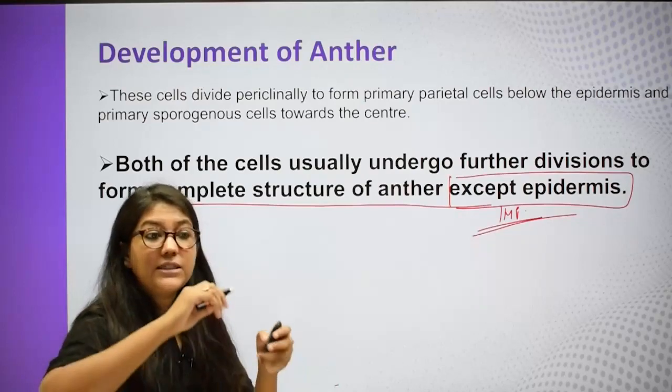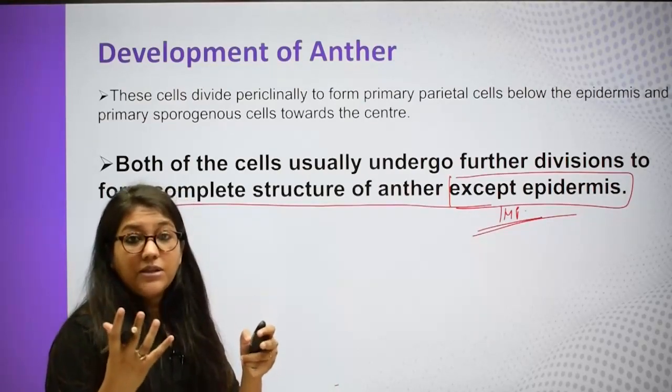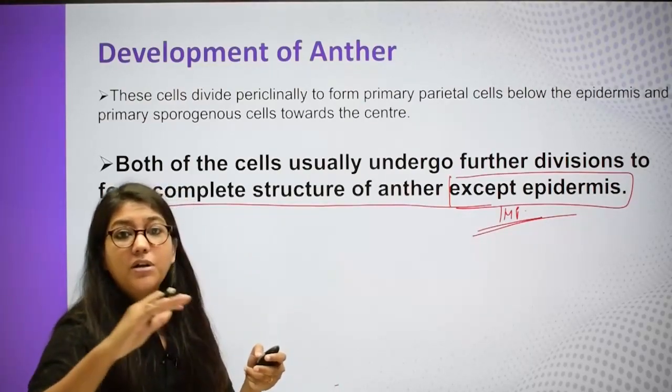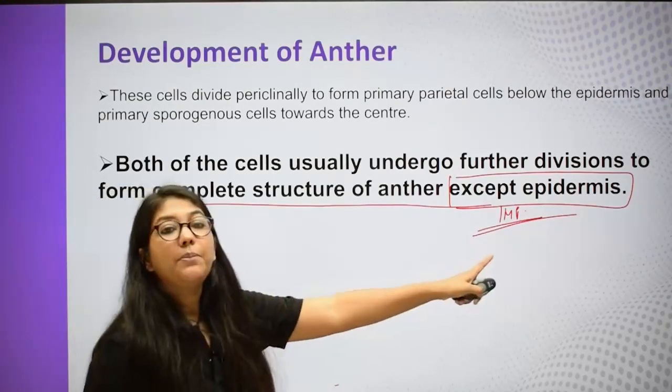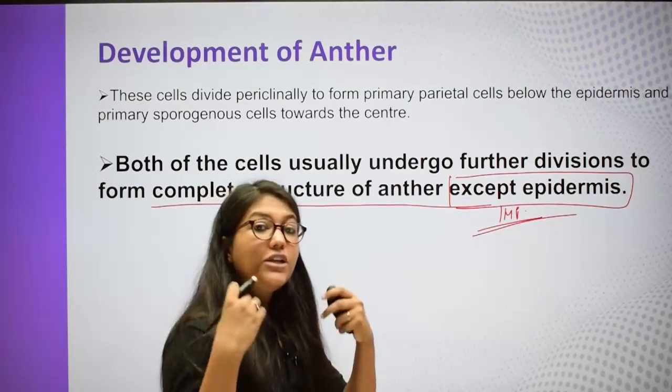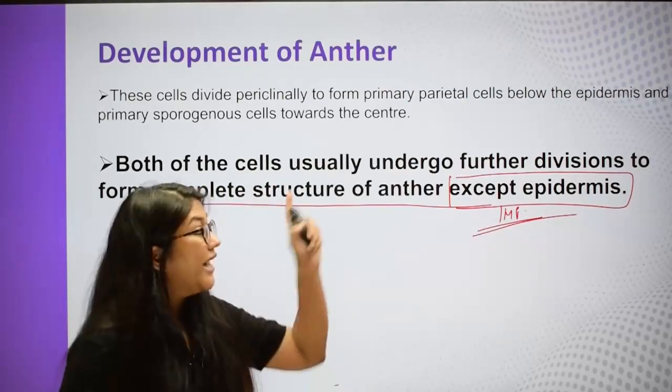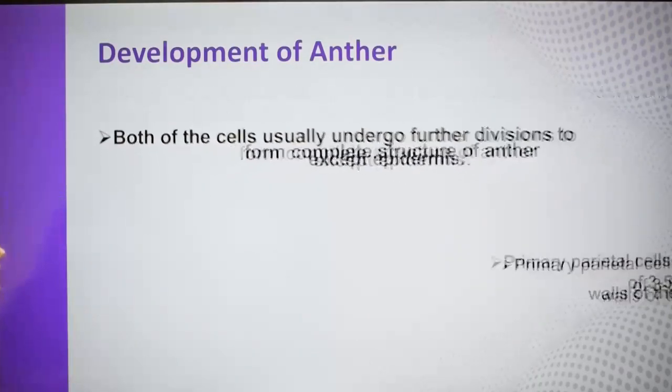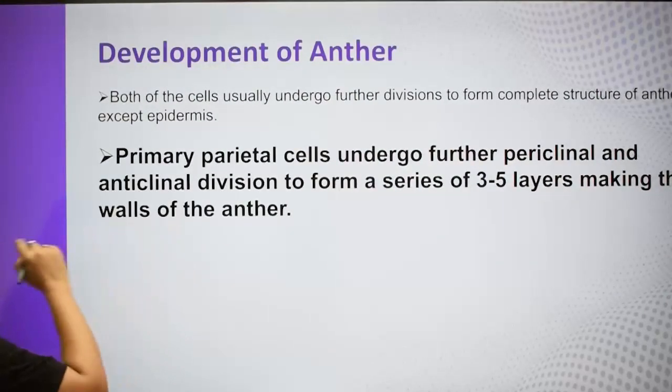We saw that there are cells, right? There is a meristematic tissue and on top of it an outer layer already present, which is epidermis. So these cells are going to divide further to give rise to the other structures of the anther except epidermis. Okay, now see here.